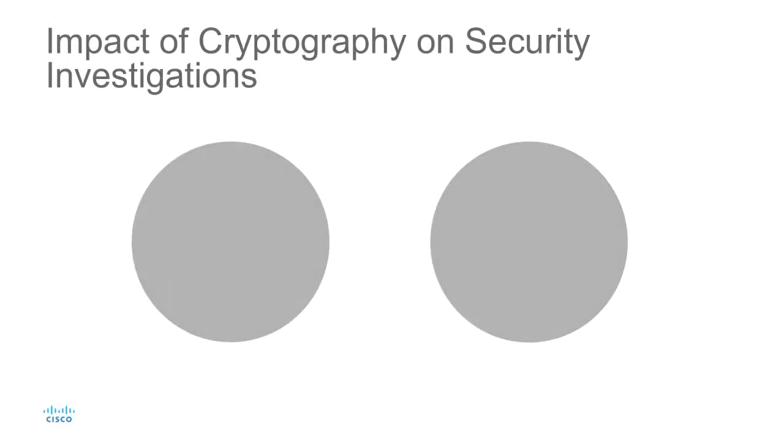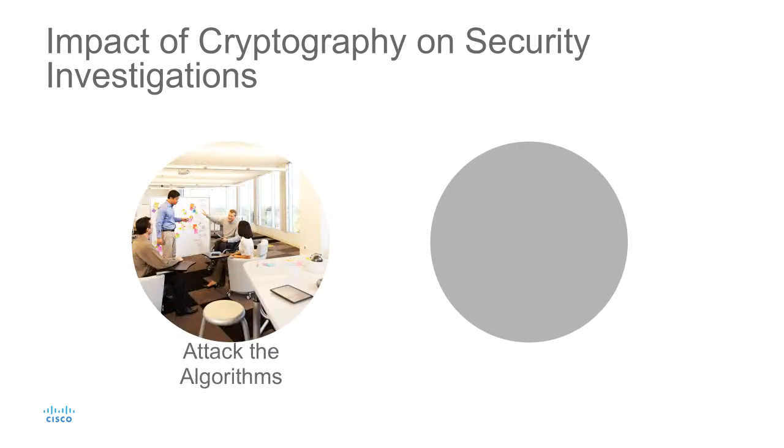When we talk about the impact of cryptography on security investigations, there's really two aspects that we need to look at from a security analyst perspective. The first aspect is that attacks can be against our encryption algorithms. So attackers can pick apart the algorithm and try to figure out a means to crack it, to obtain the keys, to be able to take your encrypted data that has been captured by some other means and be able to read it. That's one aspect of cryptography and how it affects our investigations. We need to understand that that is a possibility.